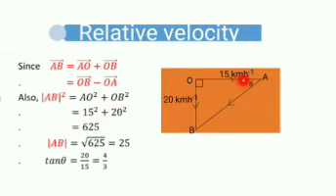So AO is 15, 15 square plus 20 square. That one will be 225, this one will be 400. 400 plus 225, that is 625. Then find the square root of both sides. So the square root of 625 is equal to 25. Is that okay? Therefore, this line AB is equal to 25 kilometers per hour.